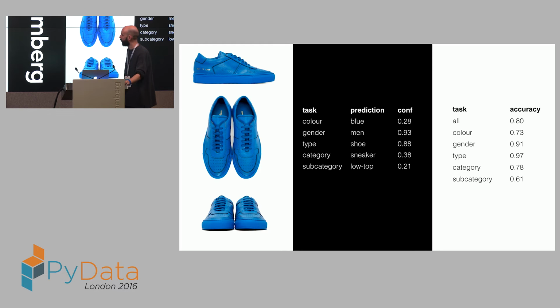And then overall, we get about 80% accuracy on all our images, with the lowest accuracy being subcategory, which is quite hard to predict because it's things like maxi dress versus cocktail dress versus evening gown, and they all look the same to me, so I don't know. The fashion people come up with them.